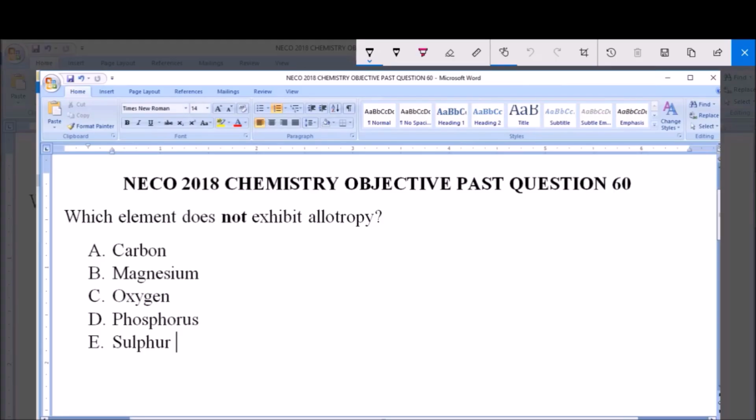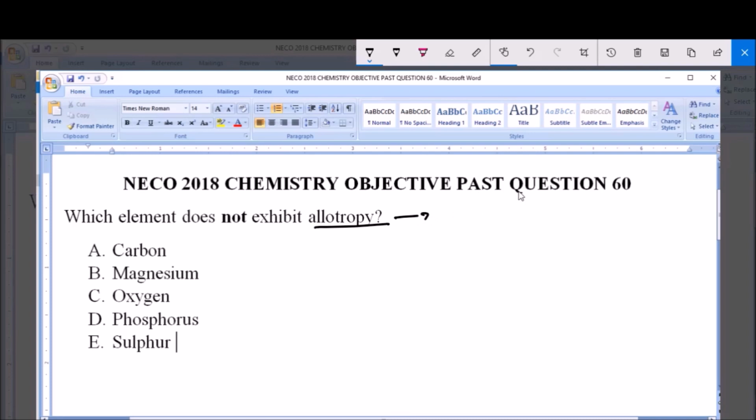Good day and welcome. I will be answering NECO 2018 Chemistry Objective Past Question 60. Which element does not exhibit allotropy? A. Carbon, B. Magnesium, C. Oxygen, D. Phosphorus, and E. Sulfur. So we are asked for the element that does not exhibit allotropy.